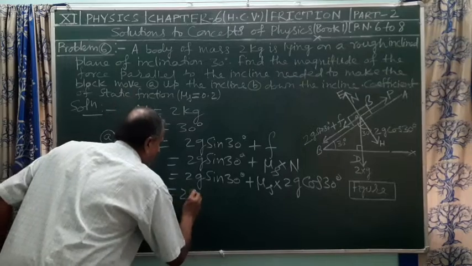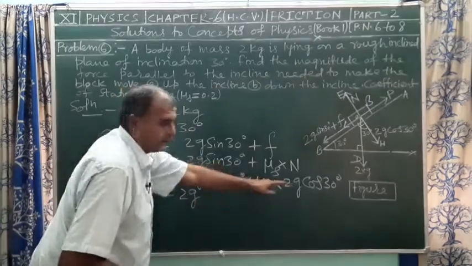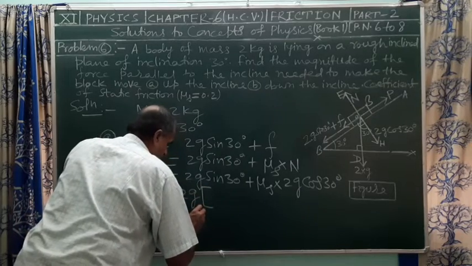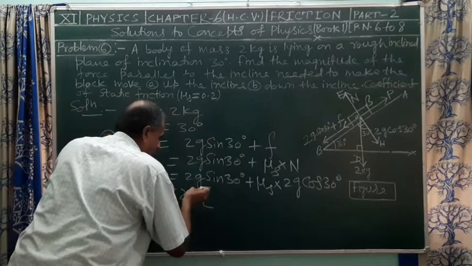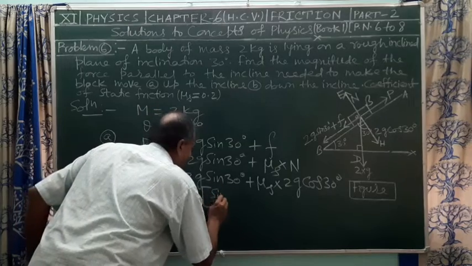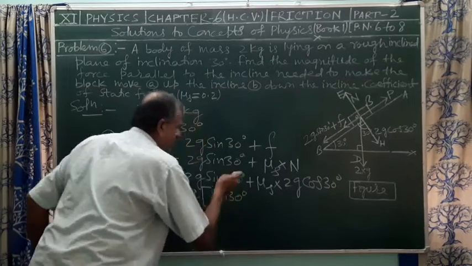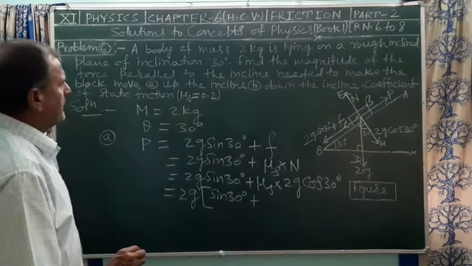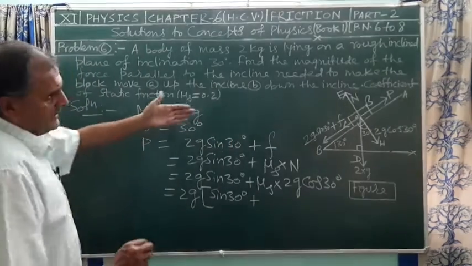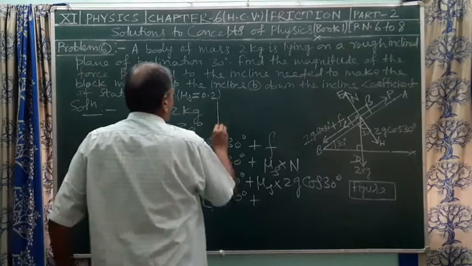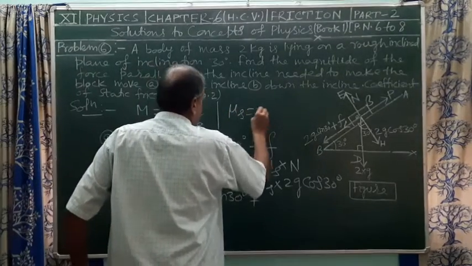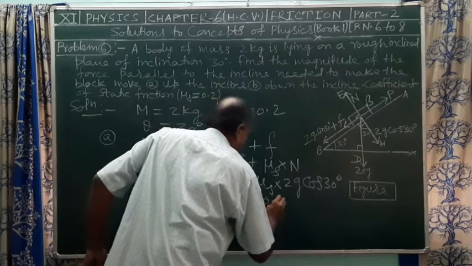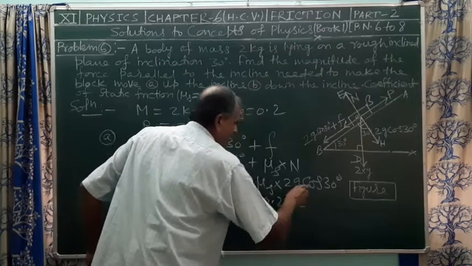2g is common in both terms, hence 2g is taken outside the bracket. So 2g under bracket sin 30 plus mu s, the coefficient of static friction between the block and the inclined plane, is given. Mu s is 0.2. So in place of mu s we can write 0.2 into 2g cos 30.